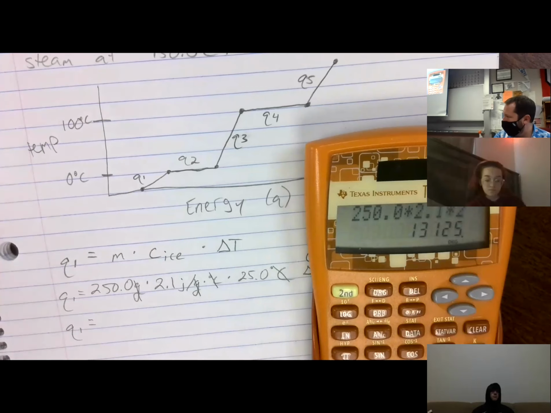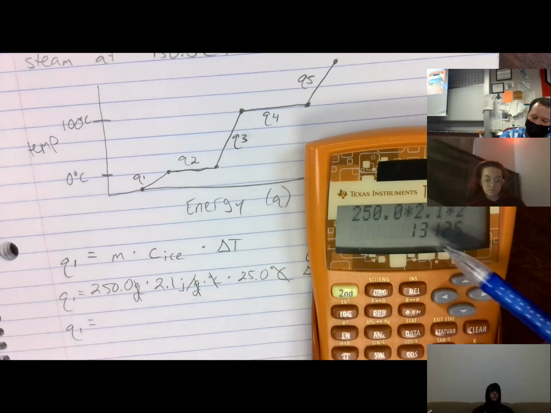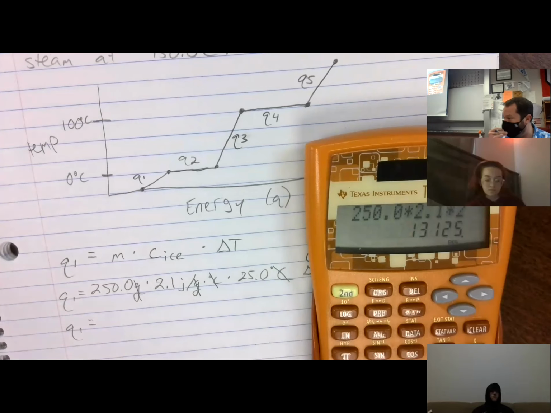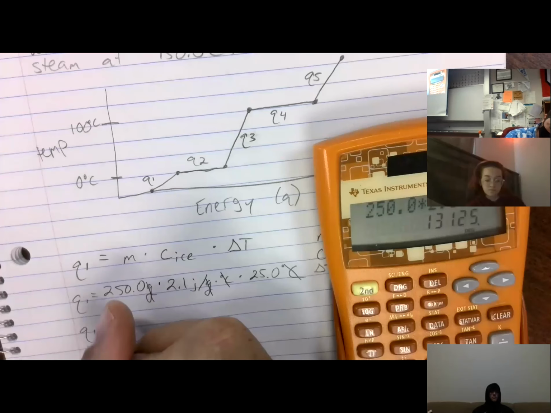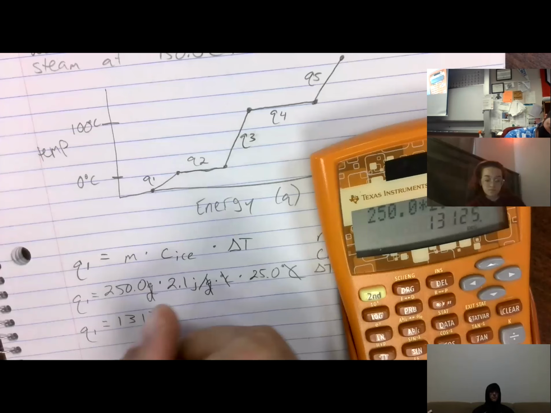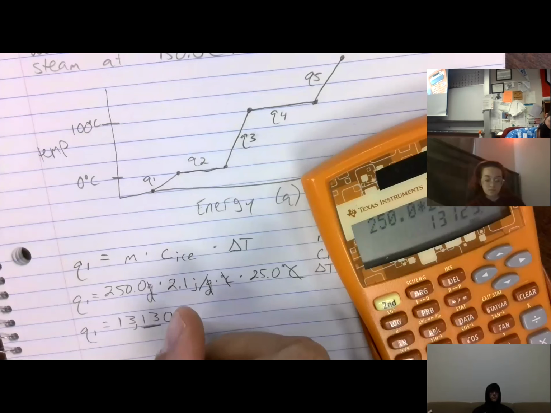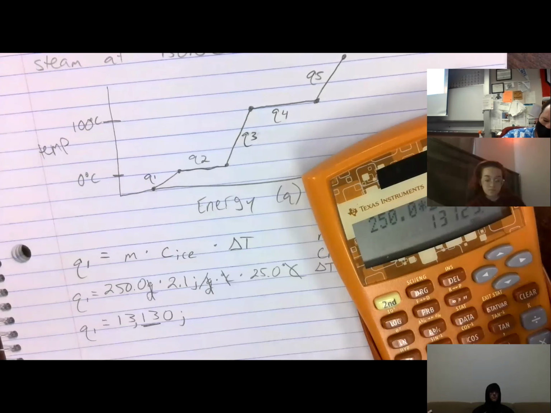This actually isn't my final answer yet. So what I'm going to do is keep at least 2 extras. I'm just going to underline them to show that they're not significant. I'm going to keep the 1 and the 2. The 5 is enough to round up. So I'll say 13,130, and I'll underline that second 13 because they are not significant.